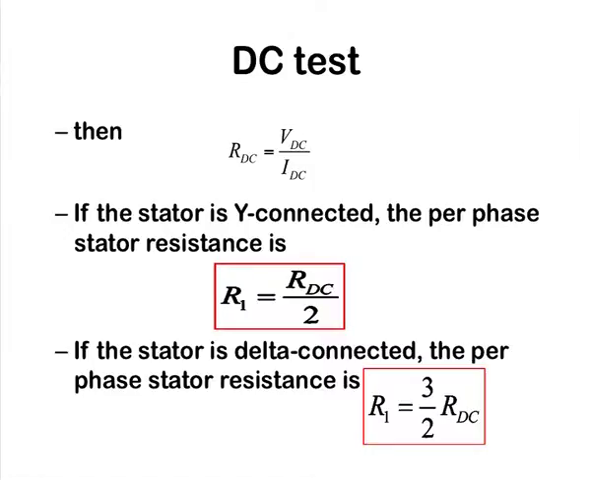Now, the stator is a 3-phase winding, therefore two connections can be used, either delta connected or star connected. If it is star connected, the per phase stator resistance is RDC upon 2, and if it is delta connected, the per phase stator resistance is given by 3/2 RDC.